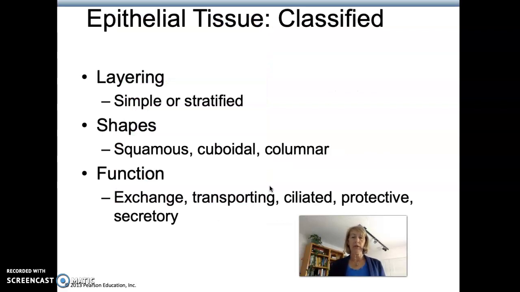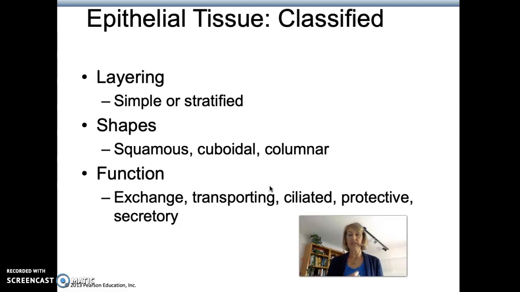So this tissue can be simple or stratified, we said, one layer or many. It can be sort of flattened, squamous. It can look more like a cube, which is square, or it can be these long columns, calling it columnar. And it does so many things. When you think of function, it does a lot of stuff.